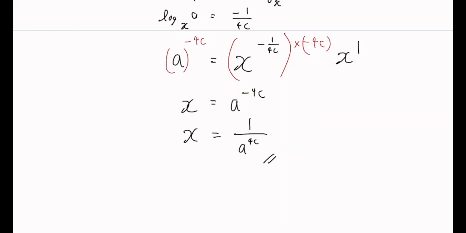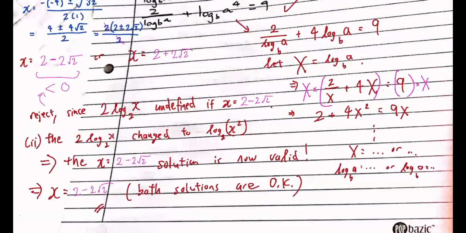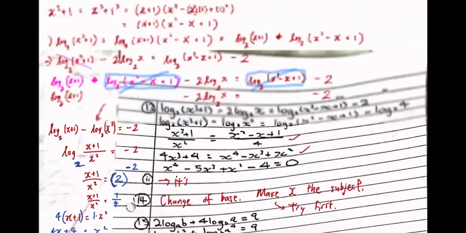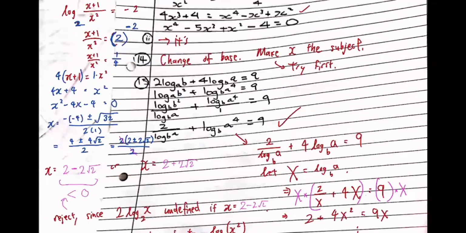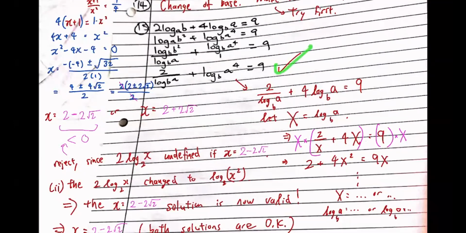Okay, moving on. So what is the next question? 14 done already, now 15. What happened? You stopped halfway. You are almost there. What is 15 asking? 15 is asking you to find b in terms of a. So basically there is a hidden quadratic equation here. You can substitute the log a base b with an x. Then you get 2 over x plus 4 times x equals 9.